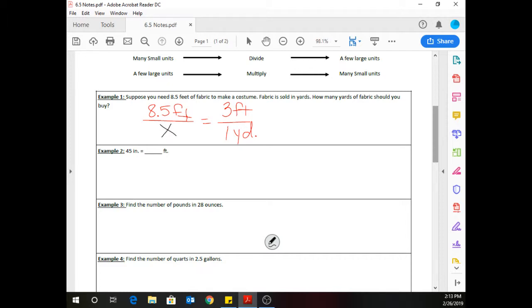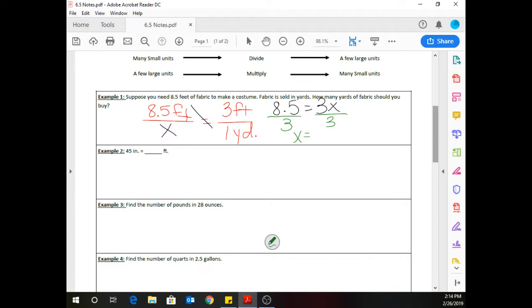And we're trying to put this into yards. Exactly what you've been doing. Feet on top, feet on top. We don't know yards, we know yards. Everybody with me? Now you could cross multiply. 8.5 times 1 is 8.5 equals 3x. What do you do to both sides? Divide by 3.